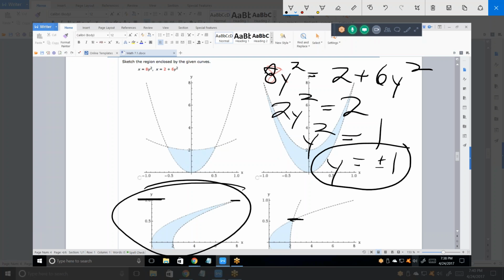Okay. Now, the lower left curve, tell me which function is this function? The one on the right. Let's see. That is the 2 plus 6y squared. 2 is your key right there because there's that 2 right there. And this one doesn't have anything, so that thing's got to have its vertex at the origin. That one there. So that's got to be that curve, the one on the left.